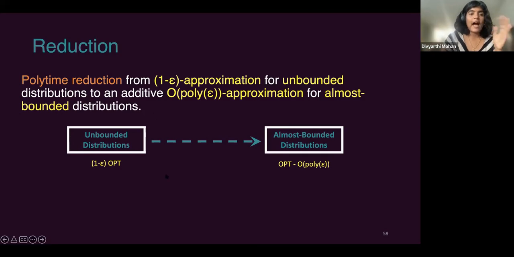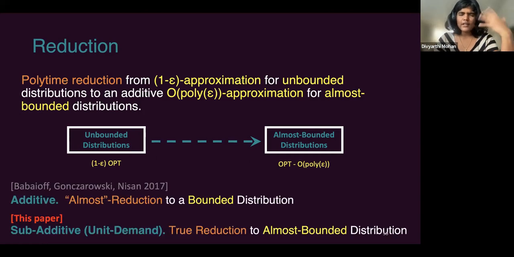Okay. So again, we have a black box reduction from solving for unbounded distributions, finding 1 minus epsilon approximations for unbounded distributions, to just finding additive epsilon approximations for almost bounded distributions. Such a reduction was kind of shown before by Babaioff et al. for the additive setting, but they show an almost reduction to a truly bounded distribution. But as I said, there is this fundamental challenge in fully reducing it to a true bounded distribution. That's why they get an almost reduction, and we get a true black box reduction, but to almost bounded distributions.